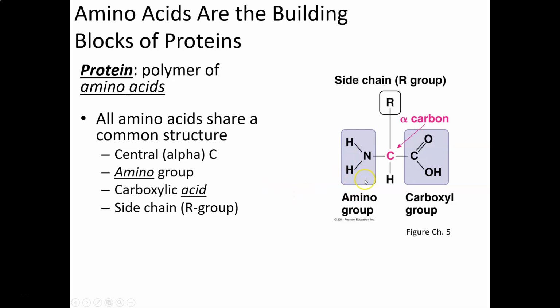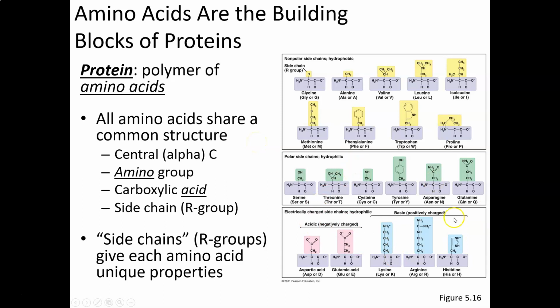Again, they have the amino group, the carboxyl group, remember that's an acid, a central carbon, and then what they often call the side chain, the R group, the rest of the molecule, whatever you want to call it. So here are examples of the 20 different amino acids that we naturally have put into proteins. You can see some are nonpolar, some are polar, and some are polar and electrically charged, some are acidic, some are basic. You don't have to memorize these or their structures or anything. I just want you to know there's different types. And it's the side chain, shown in yellow, green, blue, or red, that really dictates how the amino acid behaves in a solution.